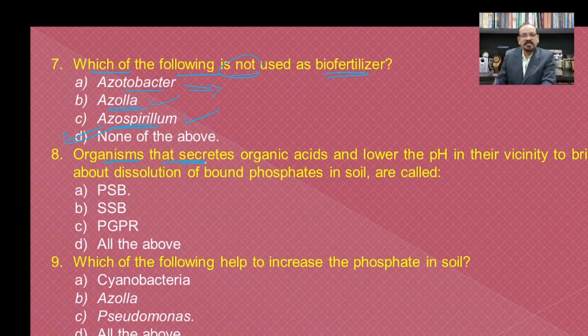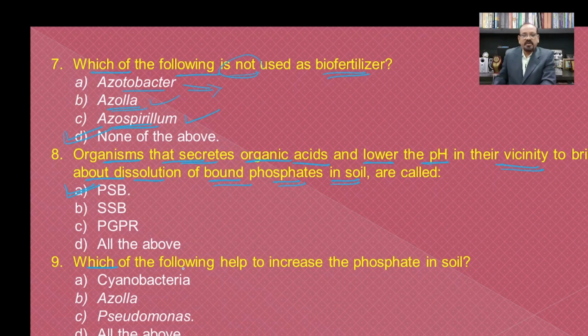Organisms that secrete organic acid and lower the pH in their vicinity to bring about the dissolution of bound phosphate in the soil are known as. If we see the definition of phosphate solubilizing bacteria or phosphate solubilizing microorganisms, these are the organisms which secrete organic acid and lower the pH in the vicinity to bring about the dissolution of bound phosphate in the soil, and hence phosphate solubilizing bacteria will be the correct answer for this question.